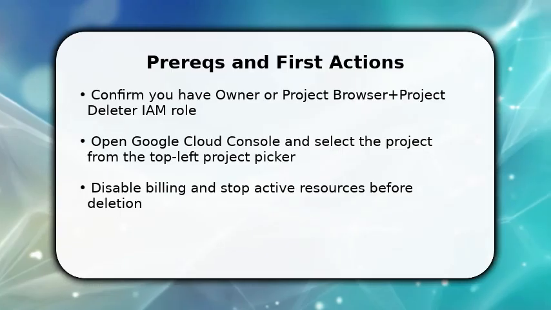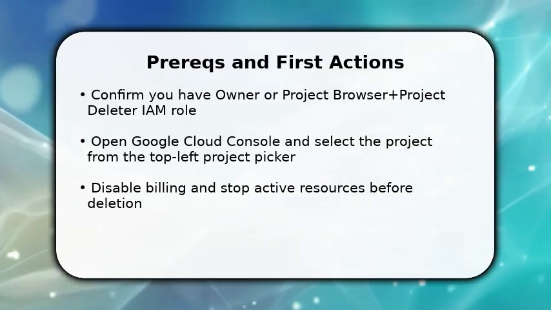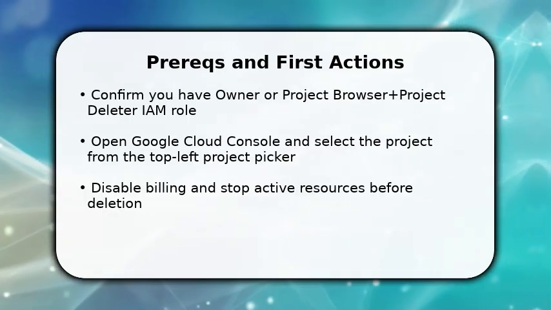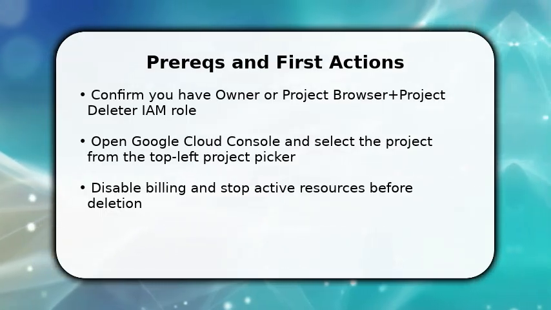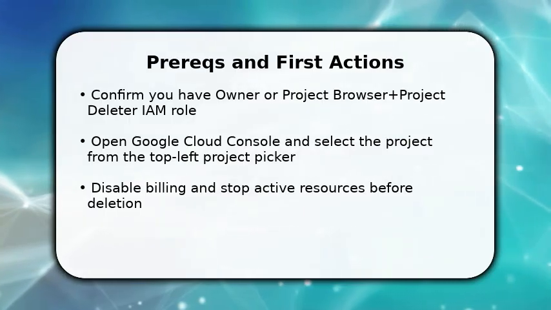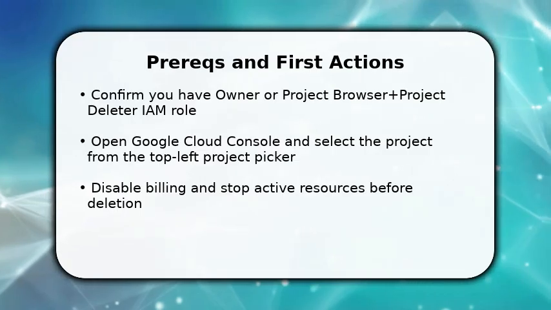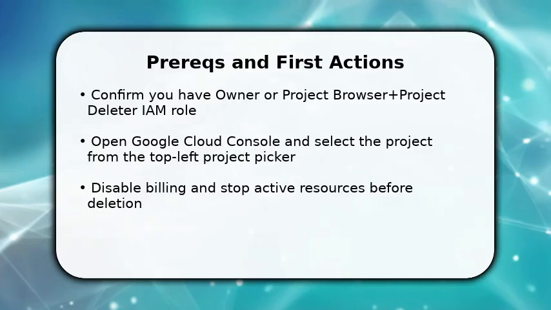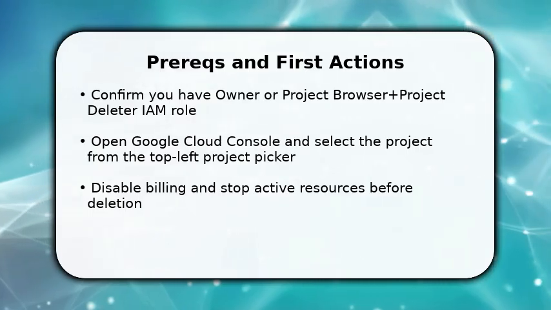You start by confirming permissions and preventing costs. Make sure you have owner or the specific project leader role, and disable billing so charges stop. Once done, open the Google Cloud Console, use the project picker to select the target project, and pause or stop running services like Compute Engine and Kubernetes clusters. This protects data and avoids resource conflicts.